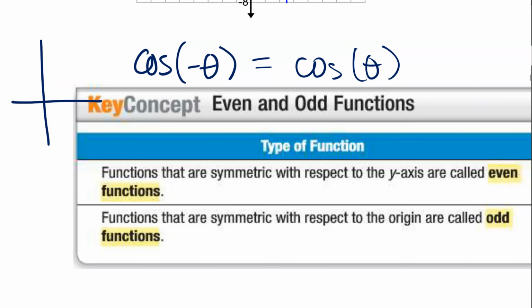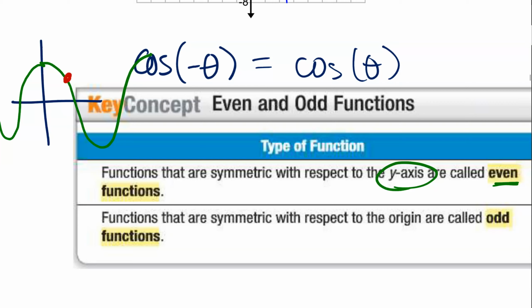What does cosine look like? Start at max, go to 0, down to a min, back to a max. But what if I made the graph on the left side as well? It goes down. So it would still be the same thing. Look at the left half of the axis versus the right half of the y. Symmetric with respect to the y-axis. And if it's symmetric with respect to the y-axis, it's called even. Cosine's an even function. Check it out.